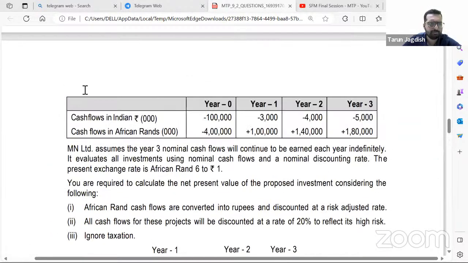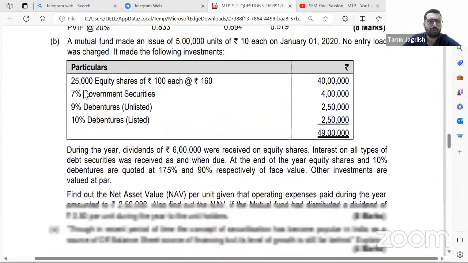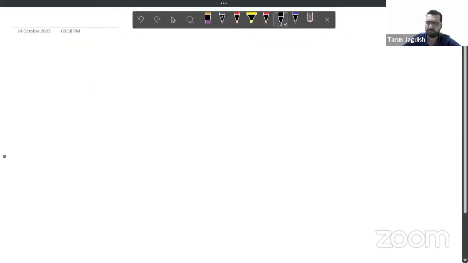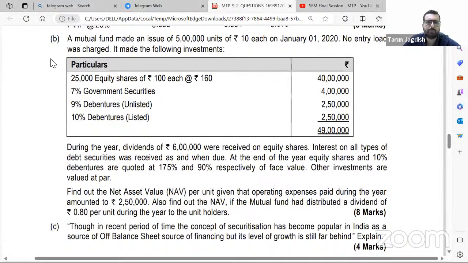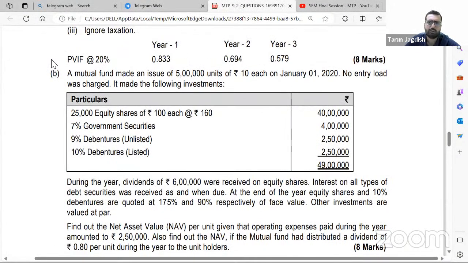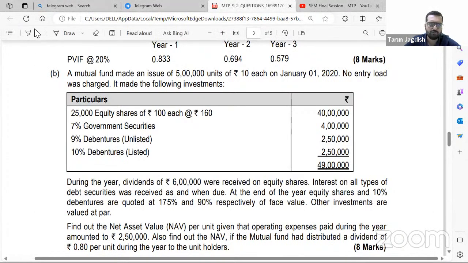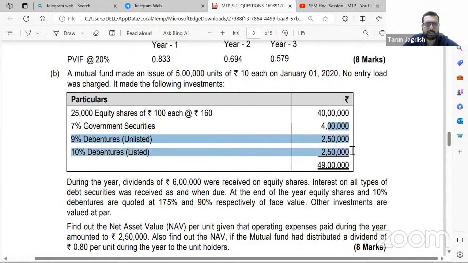What is the question number? Question number 4B. All right. Question number 4B. So here they have given you that a mutual fund is having 5 lakh units of 10 rupees each. No entry load was charged. Okay. So I'll just start off with there is an opening cash of 5 lakh into 10 is 50 lakhs. From that, they have invested 40 lakhs over here, 4 lakhs in the government security, 2.5 in debenture and 2.5 in debenture again, and 49 lakhs.